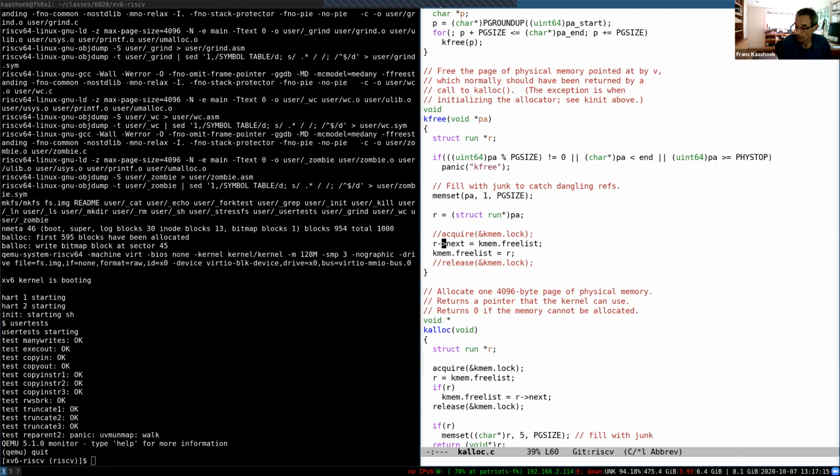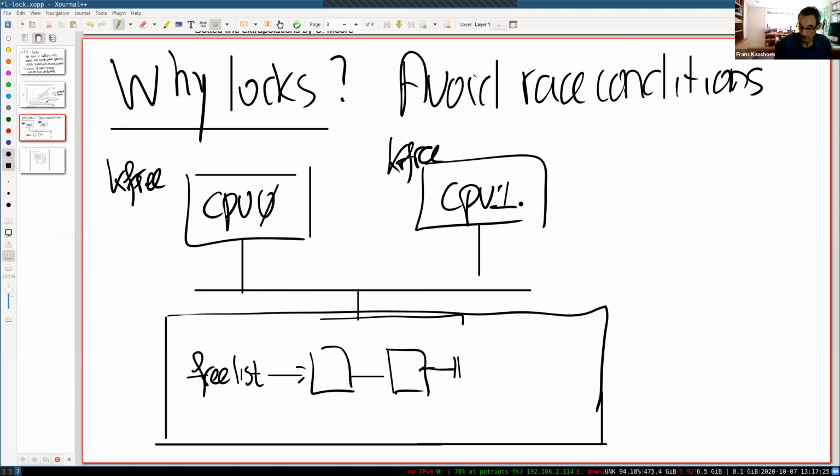Let's look at the code again, just to make sure we have this right in our head. In K3, we get passed in some PA, a physical address that we're going to use to hook into the free list. So CPU 0 has an R, pointing to some free page, and CPU 1 has an R too. Let me use another color for CPU 1. It is also pointing to some page that we want to hook into the free list. Make sense?